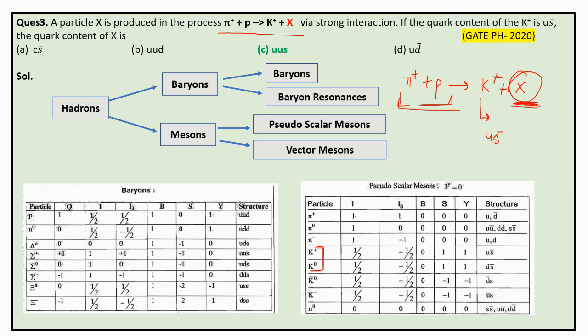These two make up two particles, and the other two are different. The other two will make another multiplet. You don't need to combine them, they are separate. Means K positive will go with K zero, and K bar zero will go with K negative.